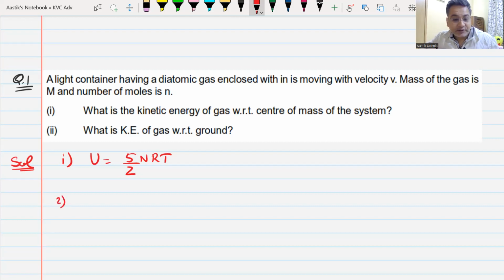Kinetic energy of the gas with respect to ground will be equal to half m into V square plus 5 by 2 nRT. Do we understand this?